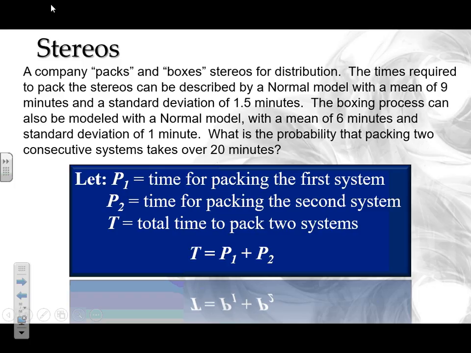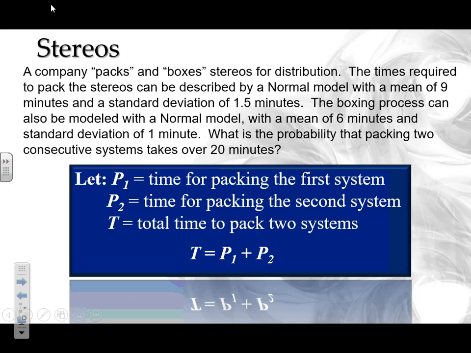Okay? Now, if we want to calculate the probability like they're asking us to do, we know that individually the packing follows a normal model. So if I add my two variables together, one normal model plus another normal model, what should happen? You get another normal model. So T, the one we just defined, should also follow a normal model, but now we have to redefine the mean and standard deviation. The time for one system takes 9 minutes with a standard deviation of 1.5 minutes, but now we're looking at a normal model that requires two systems to be packed consecutively.